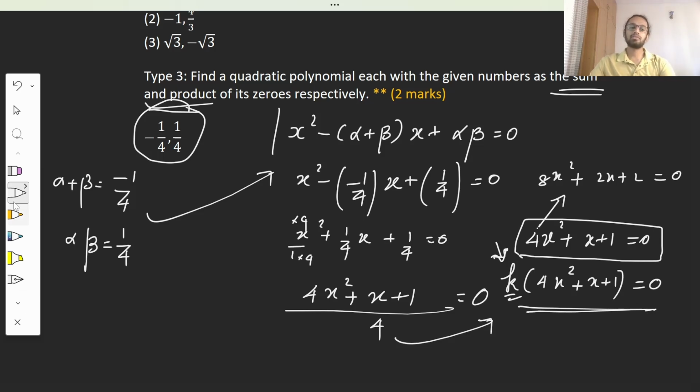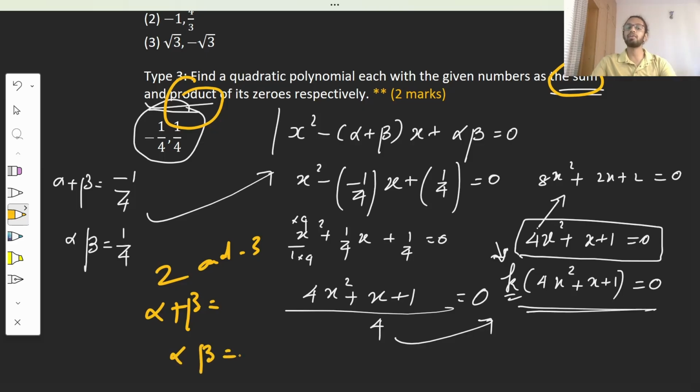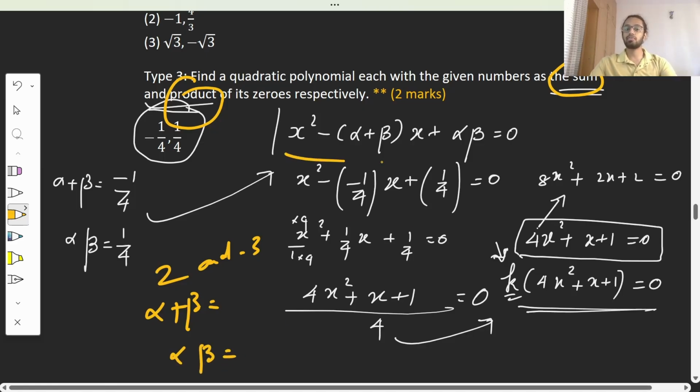Having said that, it is very important to note whether in the question they have given the sum and product or they have given the zeros. For example, in the question they have not given the sum and product, but they have just mentioned the zeros. For example, 2 and minus 3. We need to add them and find the value of alpha plus beta. We need to multiply and find the value of alpha beta and then substitute it in this format, rather than substituting them directly like what we have done over here.